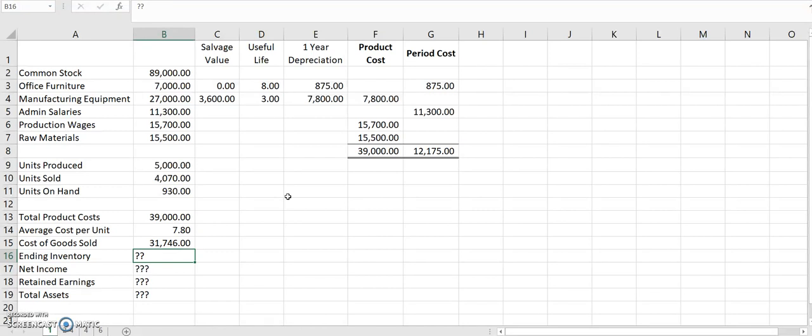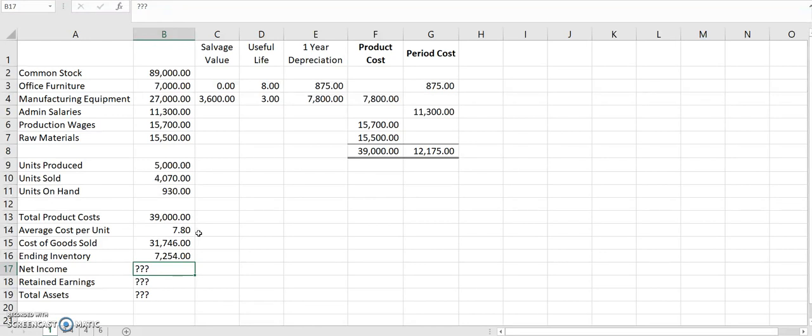What's our ending inventory? Well, how many units do we still have on hand? We still have 930 units on hand. So what's our ending inventory? Well, what's the cost associated with these 930 units? Still, that's $7.80. So to calculate our ending inventory, we can simply multiply our units on hand by our average cost per unit and arrive at our ending inventory of $7,254.